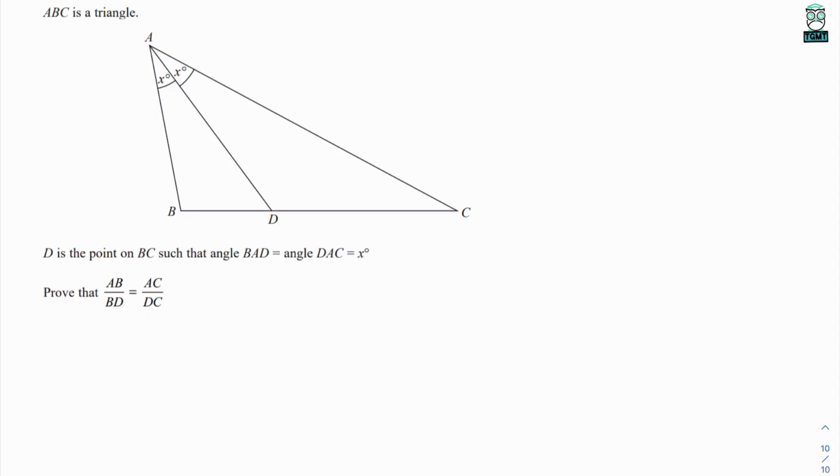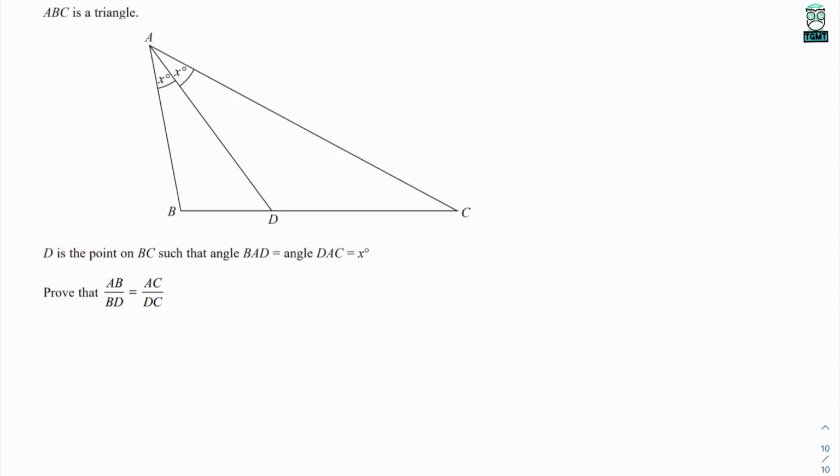Now in terms of what we are being asked to do, we're being asked to show or prove that AB over BD is equal to AC divided by DC. So we want to involve those lengths, and that kind of looks a little bit like when we're using the sine rule. And we are going to treat this like we're using the sine rule.